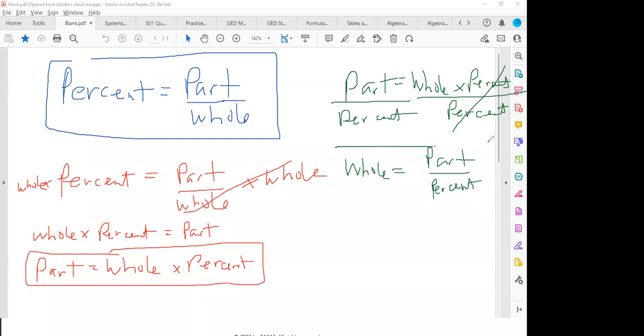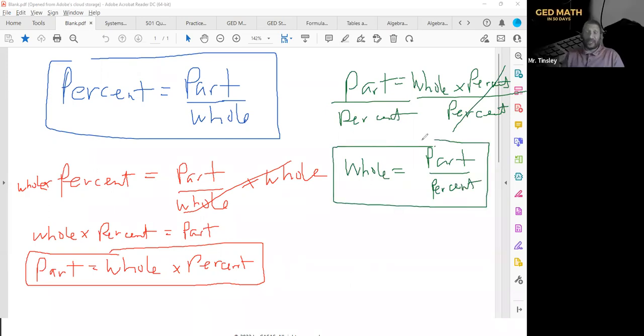And that's your third equation you should know for percents. Percent equals part over whole, part equals whole times percent, and whole equals part divided by percent. And you should be able to do almost every percent problem they're going to give you on the GED.